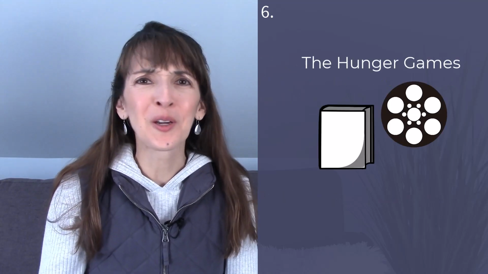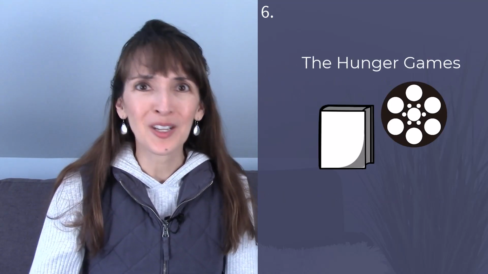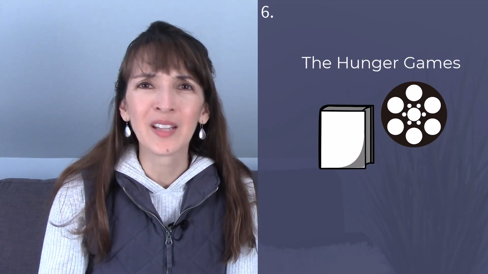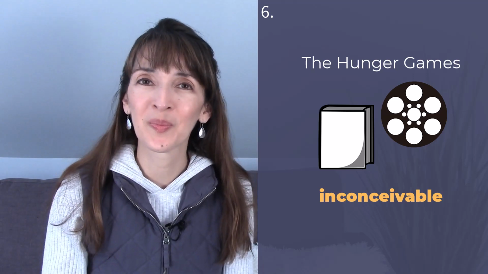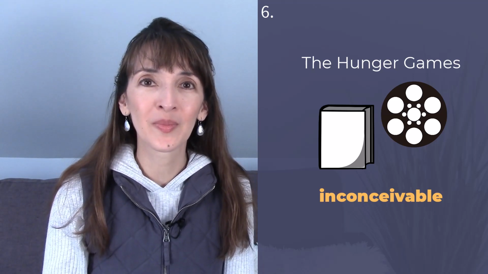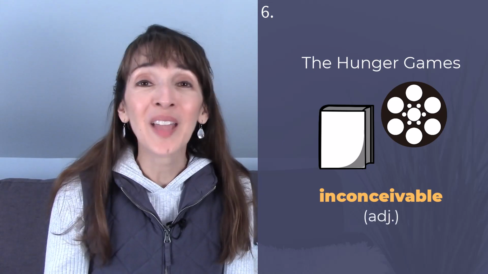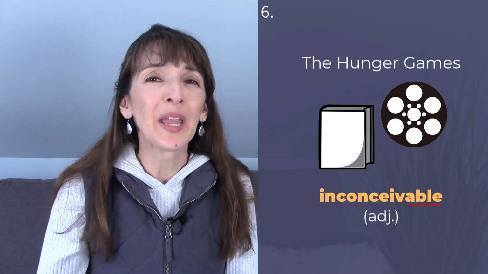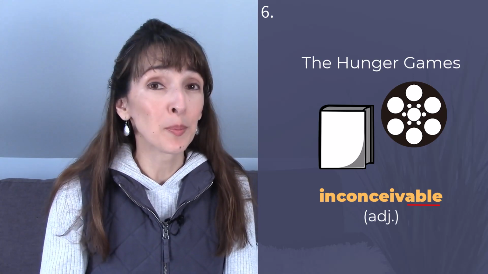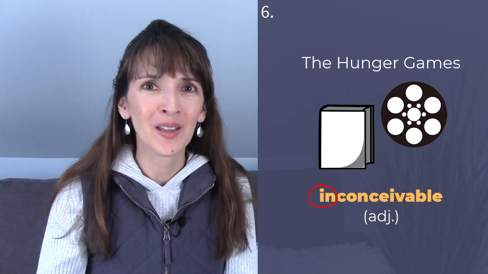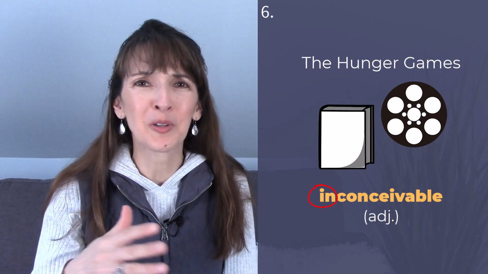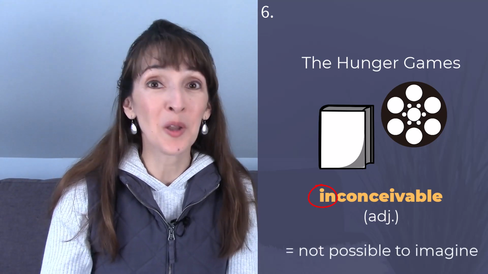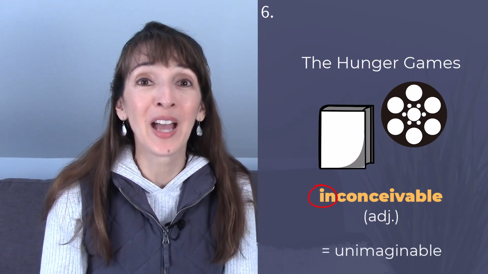Do you know, when I first heard about the Hunger Games, I actually didn't want to see the movie or read the book. It sounded horrible. It sounded inconceivable. What form is that? It's an adjective. The suffix able tells us you're able to conceive it, and the prefix in means not. You're not able to conceive it. You're not able to imagine it. So inconceivable means not possible to imagine, unimaginable.